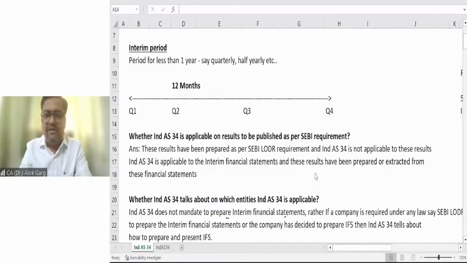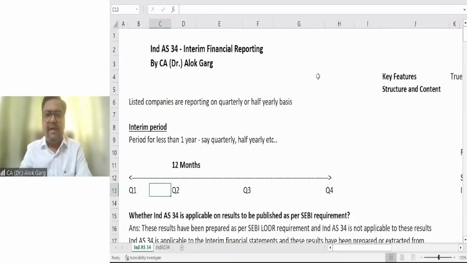I hope you guys have understood now. Shall I move forward? Okay, so let's move on, friends. And I hope my Excel file is visible. So we understood interim period.